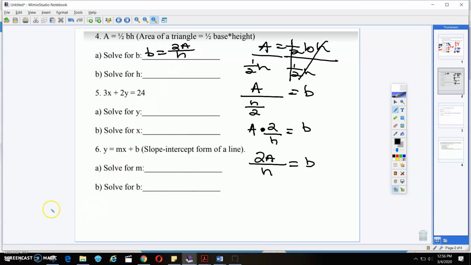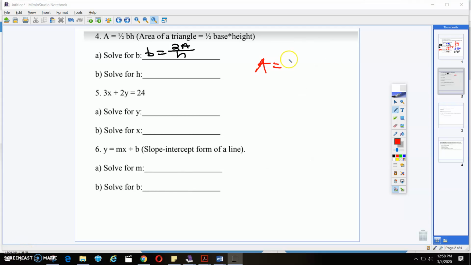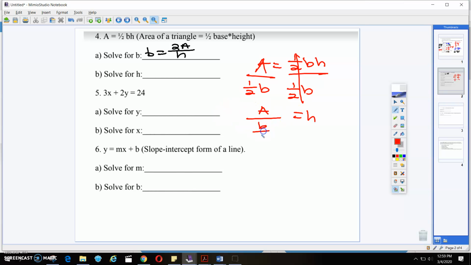Go ahead and take a moment and try to solve for h. It's the same process, except now you're solving for h. What you're going to do is get h by itself by dividing by 1/2 b on both sides. And when you do that, you're going to get h equals a divided by b divided by 2.